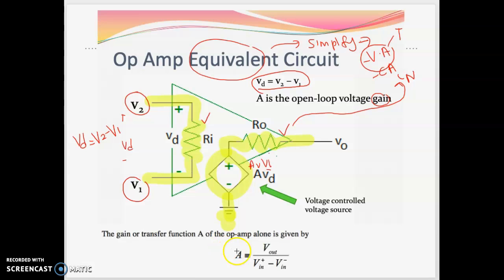And then how are you going to find the gain? Gain is actually output over input. Your output here is Vout. Your input here is the difference between two voltages, so it's actually V2 minus V1. So this is the open loop voltage gain of the equivalent circuit of the op-amp.